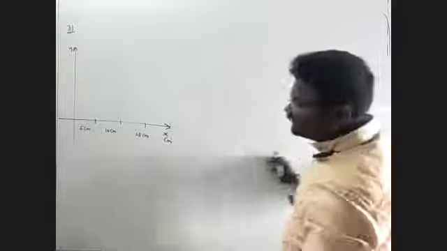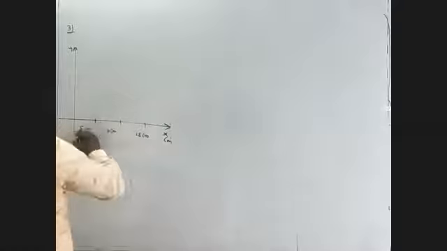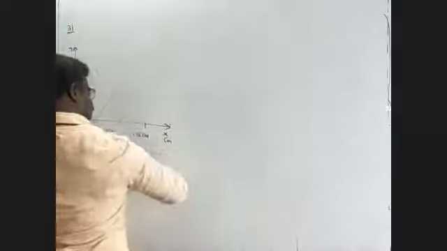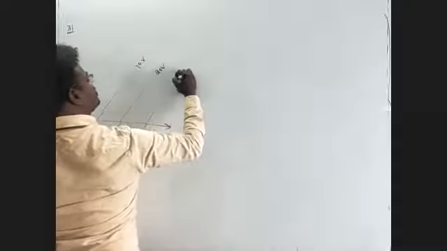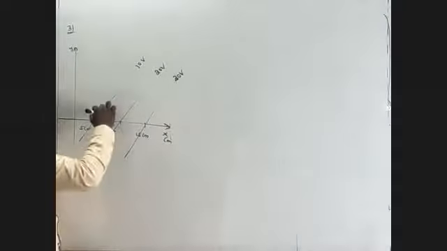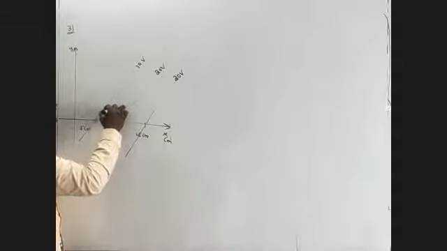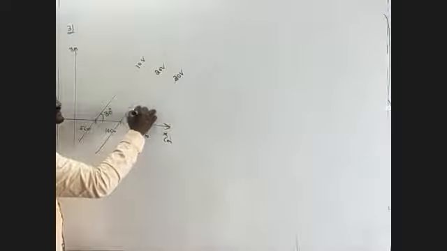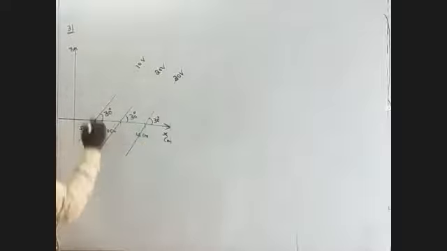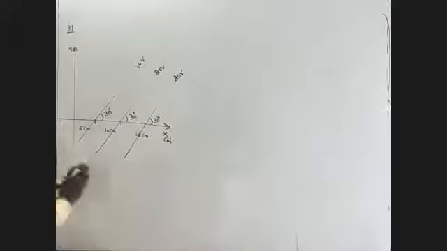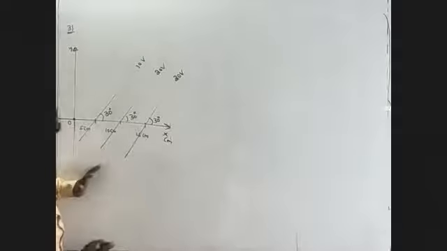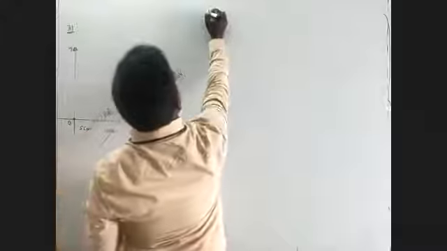What is the given data? The given data is 10 V, 20 V, 30 V. The angle is also given: here also 30 degrees. This is the given data. But this is the origin point.